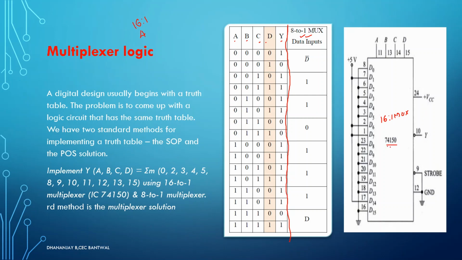74150 is the IC number of your 16 is to 1 multiplexer, which means your task has been reduced now. You don't have to take AND gates, you don't have to take OR gates, you don't have to connect them together. You go to the shop, ask the shopkeeper, give me a 74150 IC. A 74150 IC is a 16 is to 1 multiplexer IC. So take the things and connect them and you'll get the output of the 16 is to 1 multiplexer.